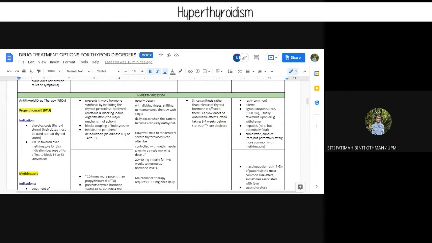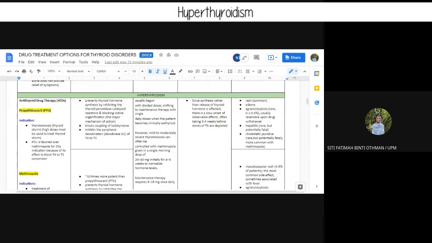conversion. For the mechanism of action, this drug prevents thyroid hormone synthesis by inhibiting the thyroid peroxidase catalyst reactions and blocking iodine organification, the major mechanism of action. This drug also blocks coupling of iodotyrosine and inhibits the peripheral deiodination of T4 to T3.